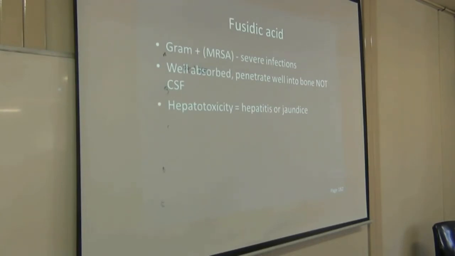What does MRSA stand for again? Something resistant. Insulin resistant.